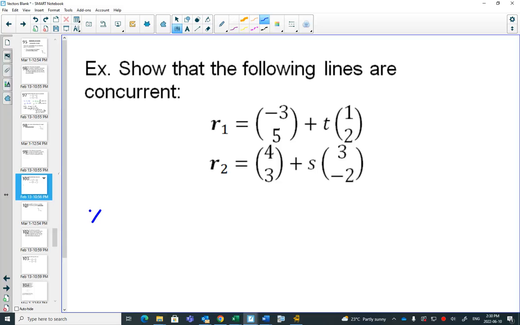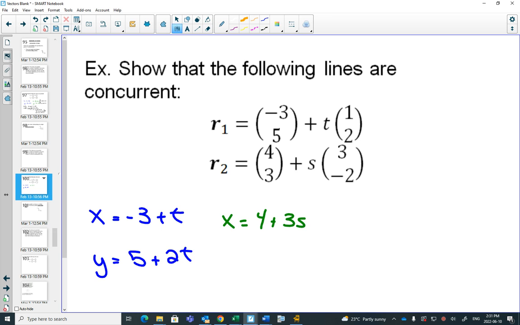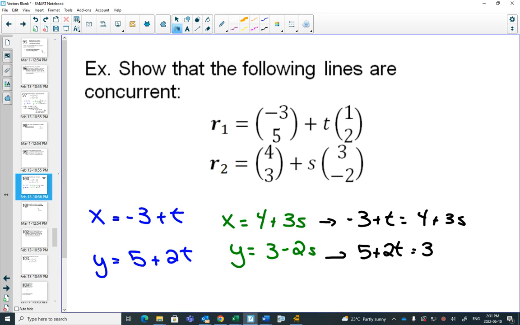So here's our equation. My parametric equations for the first one are x equals minus 3 plus t, and y is equal to 5 plus 2t. My parametric equations for the second one are x equals 4 plus 3s and y equals 3 minus 2s. Putting them together, our first equation then says that minus 3 plus t equals 4 plus 3s, and the second one's 5 plus 2t is equal to 3 minus 2s.